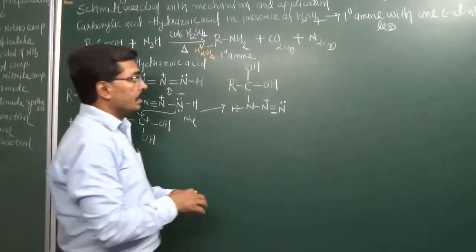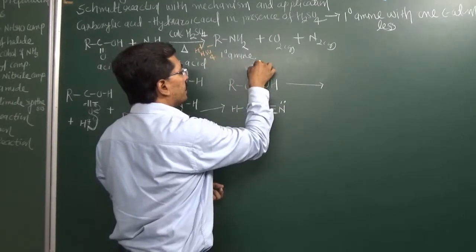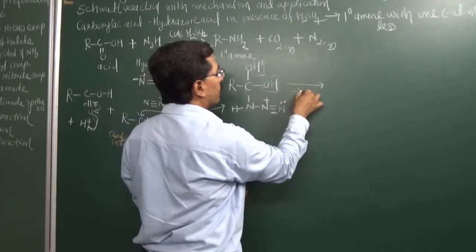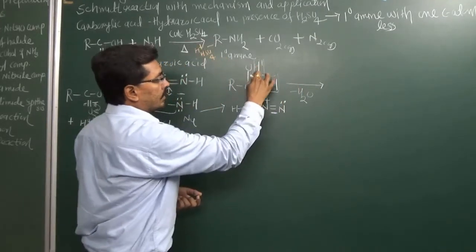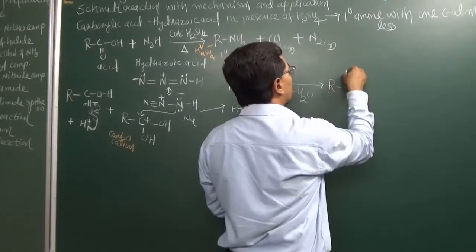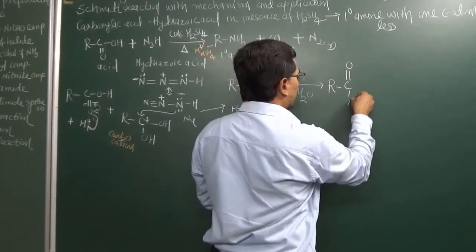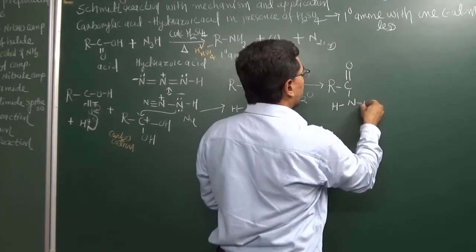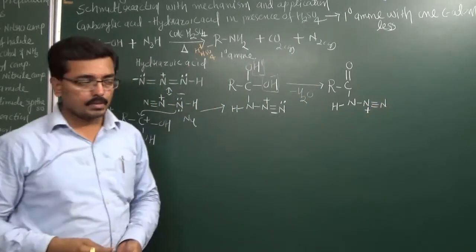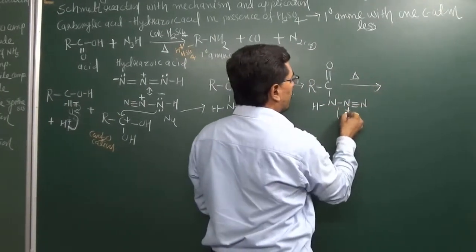Now further, we have sulfuric acid. In the presence of sulfuric acid, dehydration occurs: from here H plus and from here the hydroxyl group will be removed in the form of water. And here this electron pair is given to carbon, so a carbon-oxygen double bond will form. So we get this structure, R-C double bond O. Here the nitrogen has this hydrogen and a triple bond, and the nitrogen has a positive charge. Now when we heat this structure, the best leaving group is nitrogen gas.